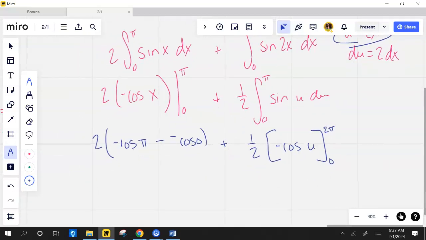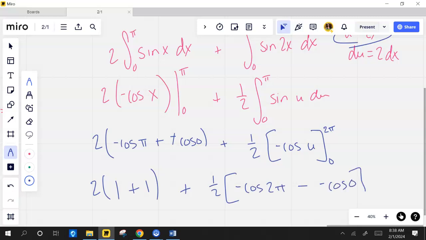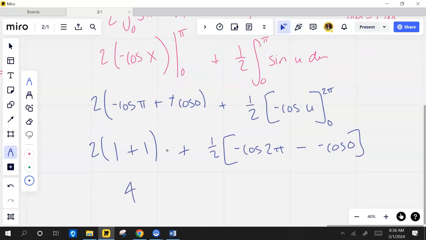All right, what's the cosine of pi? -1, but it's negative here, so it's going to become positive. Cosine of 0. Two pi minus negative cosine 0. All right, so I got 4 up front plus, what's cosine of 2 pi? We just did that, didn't we? No, we didn't. 1. So it's -1 cosine 0. That's just gone. It's just 4.